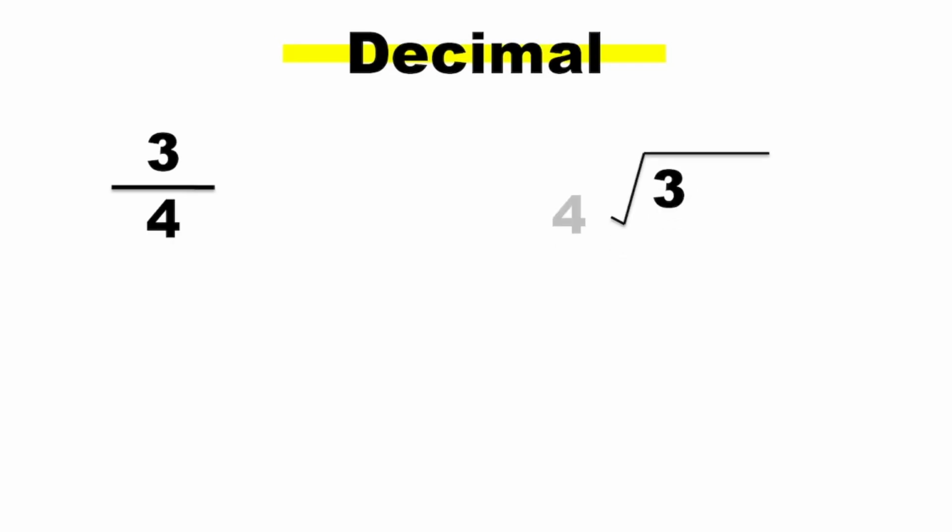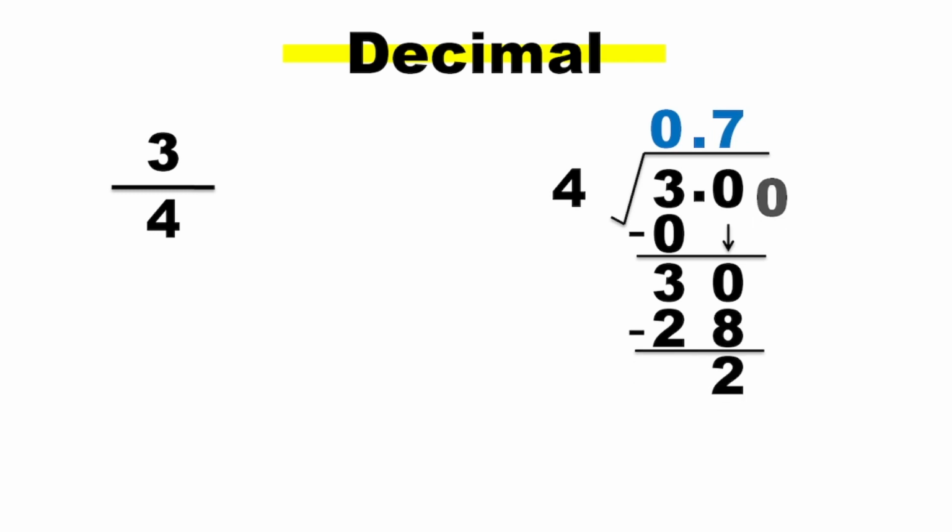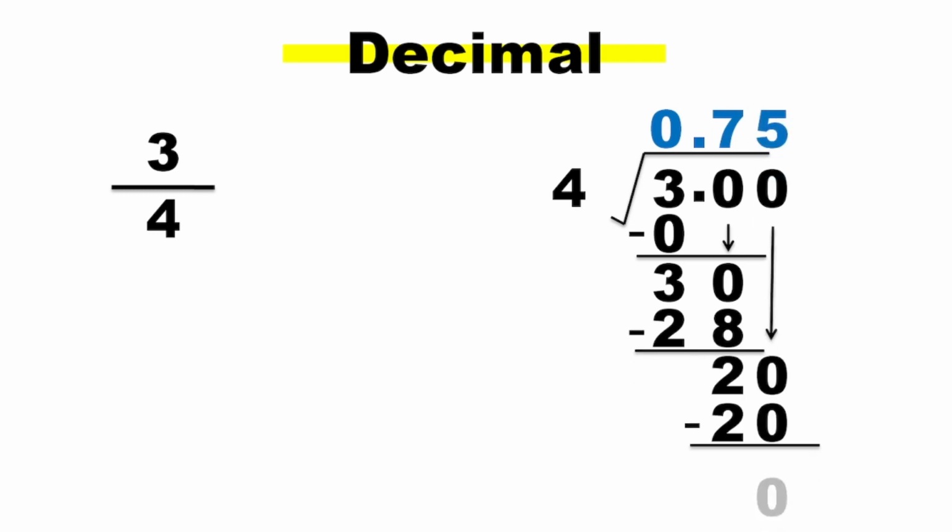In this format, the fraction is represented as a decimal number. For example, the fraction 3 by 4 can be shown as a decimal by dividing the numerator, which is 3, by the denominator, which is 4. Thus, in decimal representation, 3 by 4 is written as 0.75.